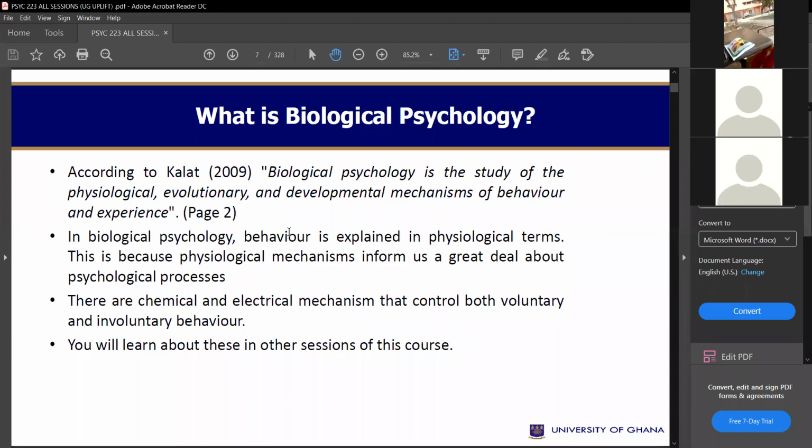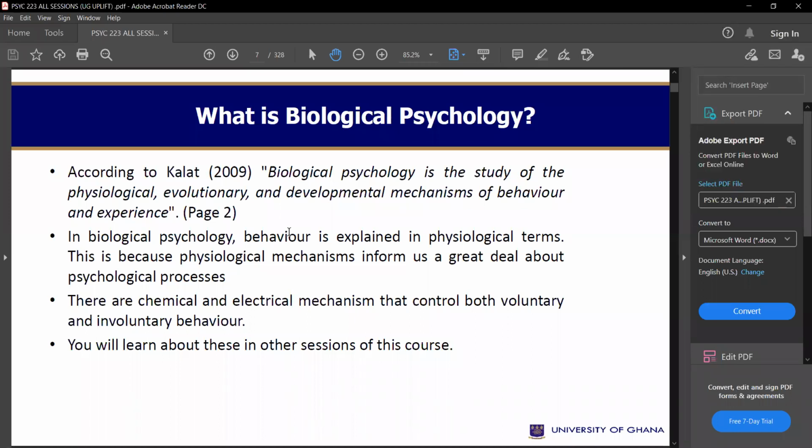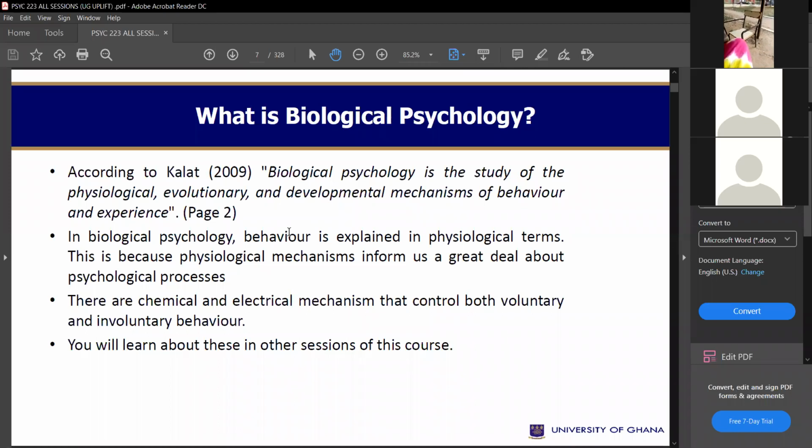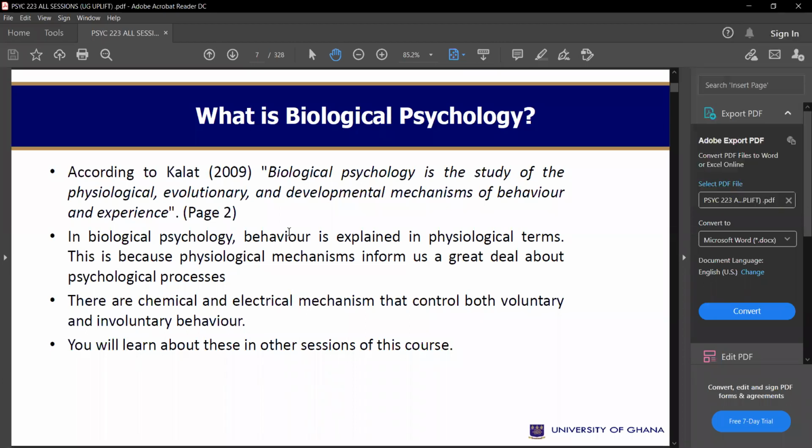And some of these things could be more or less automatic, that's involuntary. We don't have total control over the situation. And other times, we have total control over the situation. Those are the voluntary behaviors. So who can give me any voluntary behaviors that we have control over? Walking. Exactly, because we are the ones who initiate that sort of movement.